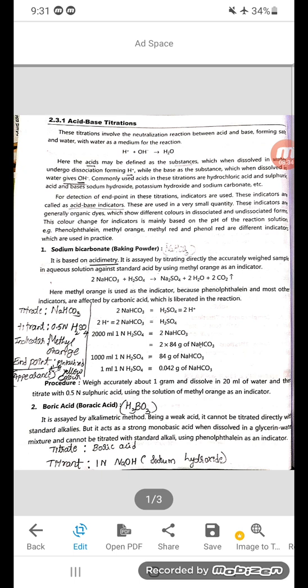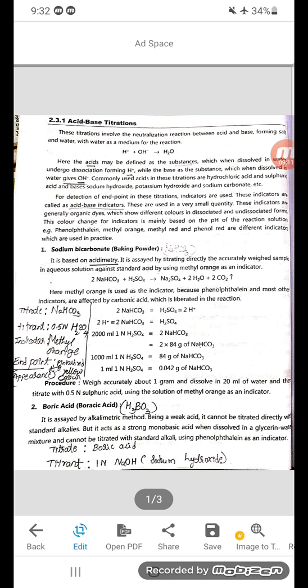For the procedure, weigh accurately about 0.25 gram and transfer to a stoppered flask containing 50 ml water and 3 gram of potassium iodide, shaking occasionally till it dissolves. The liberated alkali is titrated against 0.1 normality hydrochloric acid, and in this the indicator used is methyl orange.